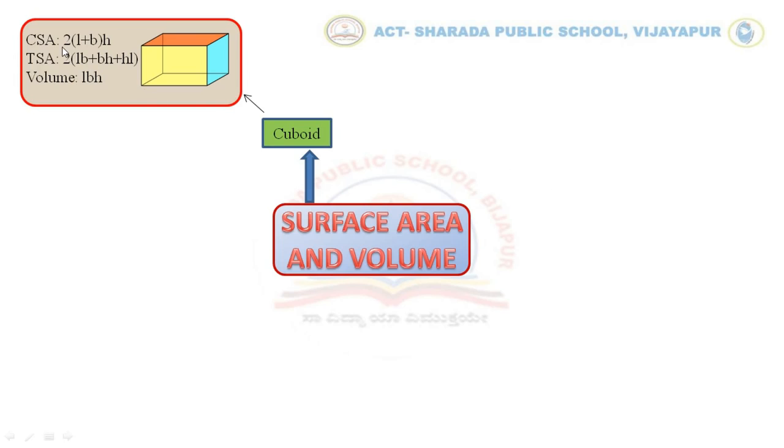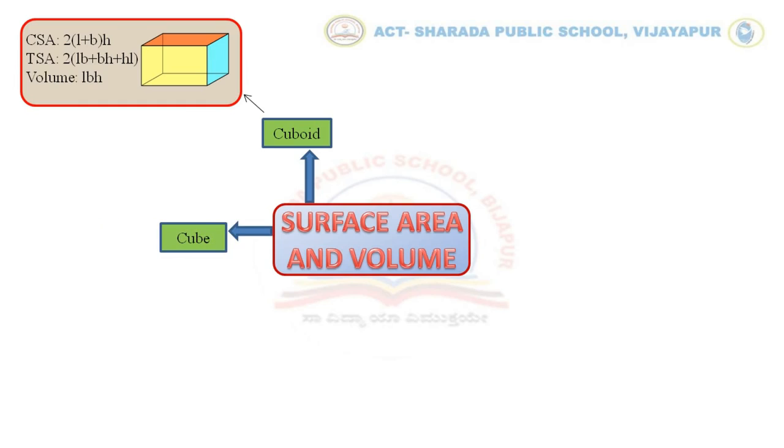So the curved surface area of a cuboid is given by the formula 2 into (L plus B) into H, and the total surface area of the cuboid is given by 2 into (LB plus BH plus HL), and the volume of the cuboid is LBH.